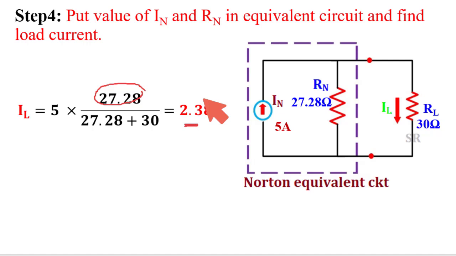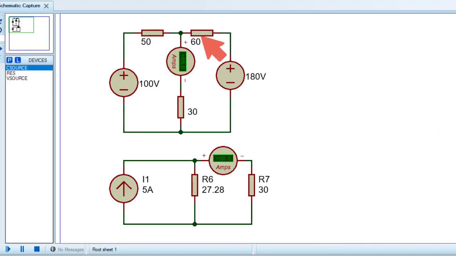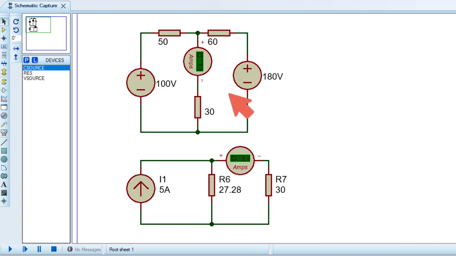Now showing whether my calculation is okay or not. This is the main circuit. The ammeter is connected here in series with the load resistance 30 ohm. This is the Norton equivalent circuit. The Norton current is 5 ampere, the Norton resistance is 27.28, which I got from the calculation, and this ammeter is connected in series with the load to get the current.